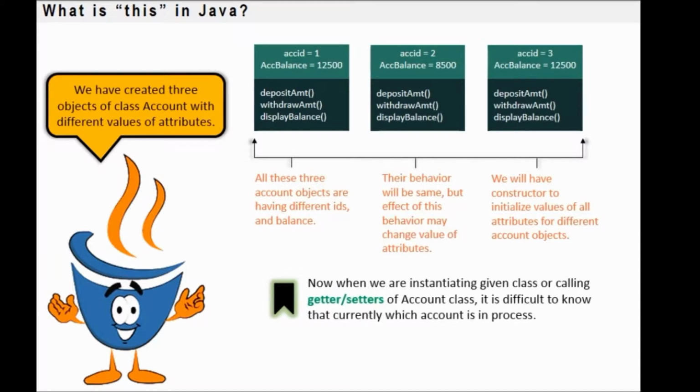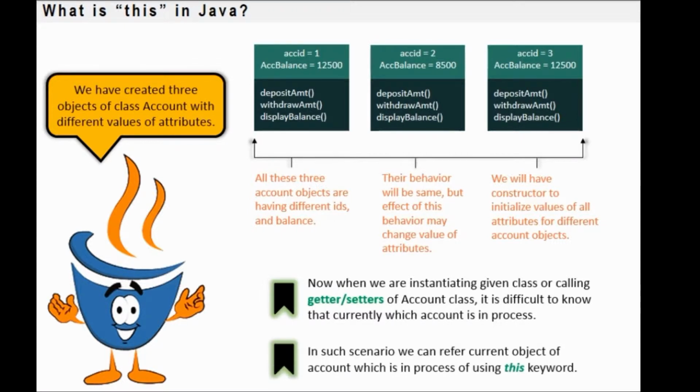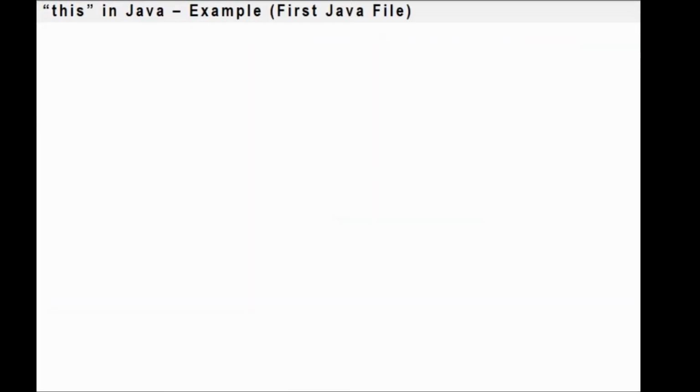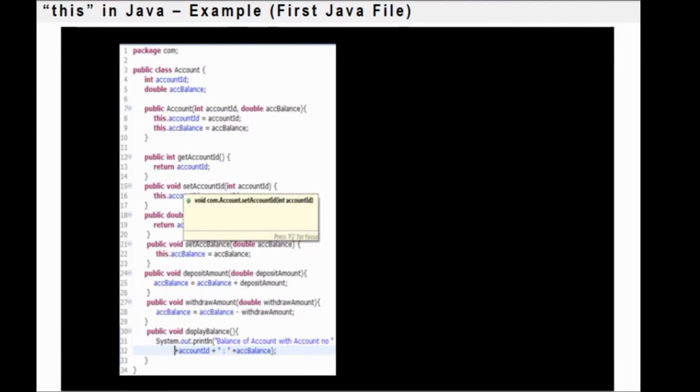Now when we are instantiating given class, or calling getter-setters of account class, it is difficult to know that currently which account is in process. In such a scenario, we can refer to current object of account, which is in process, using this keyword. Let us consider this example, consisting of 2 Java files.